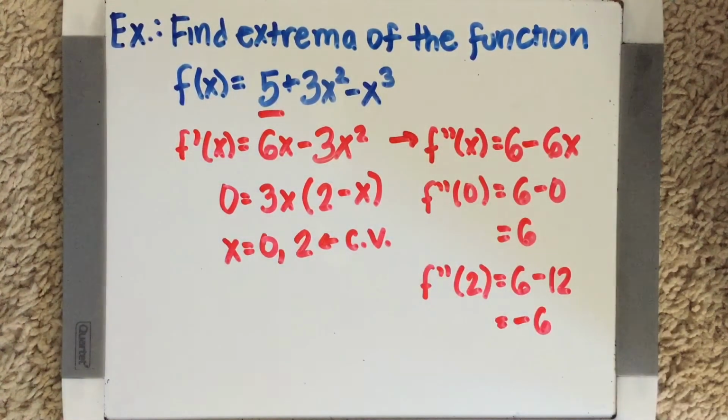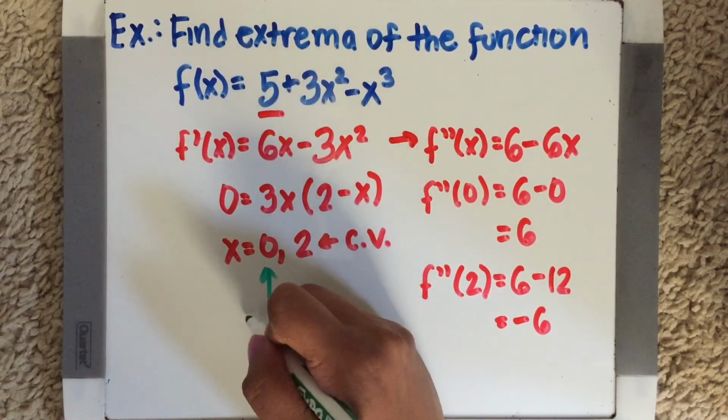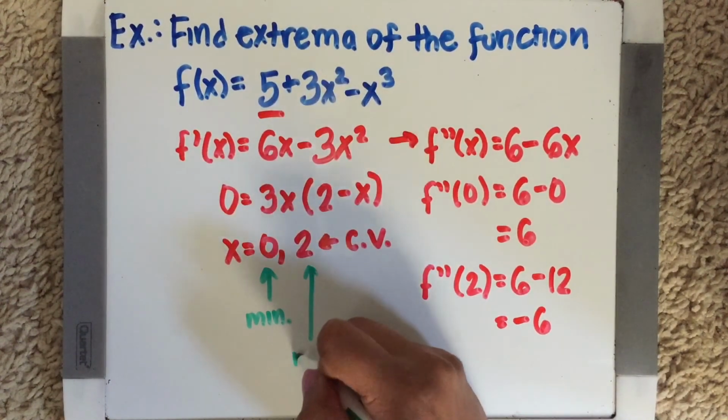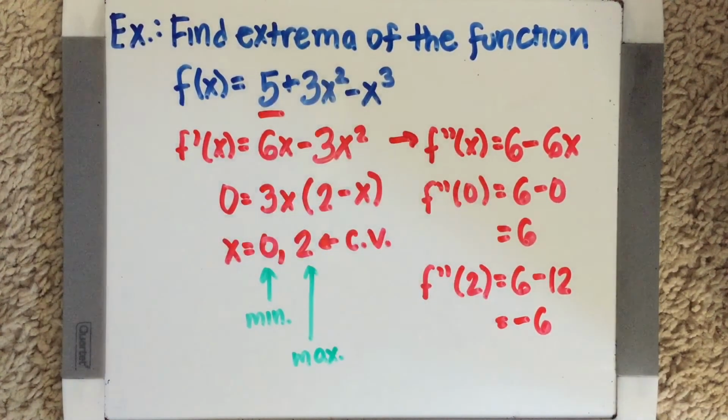So since f double prime at 0 is positive, that must mean that there must be a relative minimum at that point, since the graph is concave up. And since f double prime of 2 is negative, there must be a relative maximum at that point, because the graph is concave down. And that is our answer. Thanks for watching.